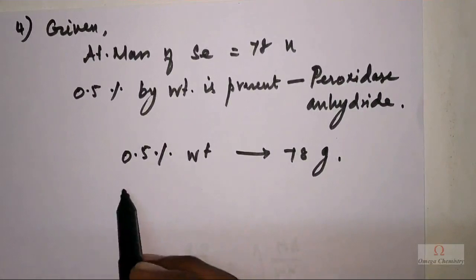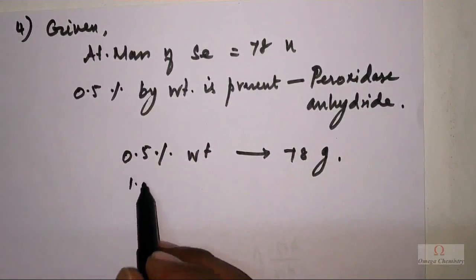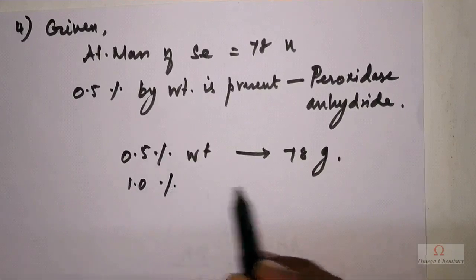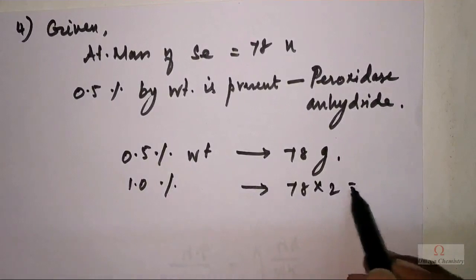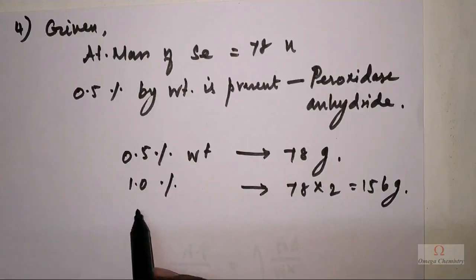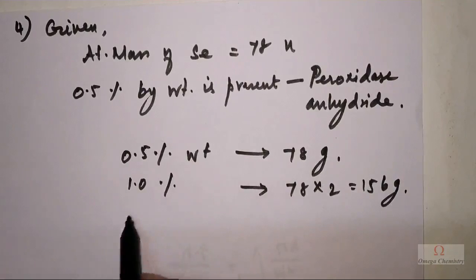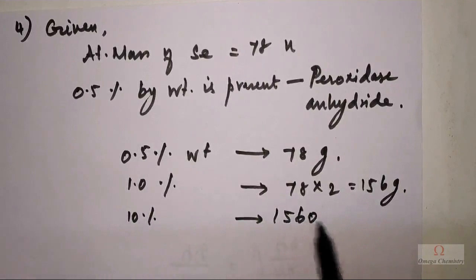0.5% is 78 grams because 1 mole of it is present. So what will happen if I have 1%? 1% means I need to just multiply the 78 by 2, right? So it will amount to 156 grams. Then if 1% is 156 grams, what about 10%? So 10% is 1560 grams, right?